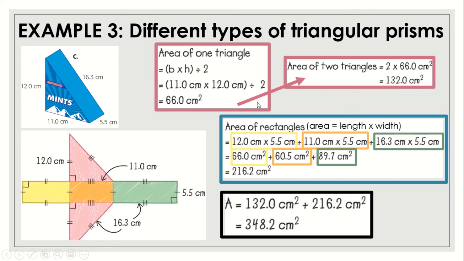But again, because there's 2 of them, I'm going to multiply that answer by 2. So my triangles is 132 centimeters squared. For the back, 12 centimeters times 5.5 centimeters for 66 centimeters squared. For the bottom, it's 11 centimeters times 5.5 centimeters for 60.5 centimeters squared. And for the front, it's 16.3 centimeters times 5.5 centimeters for 89.7 centimeters squared. That means when we add up all of the rectangles plus the triangles, we get 348.2 centimeters squared.